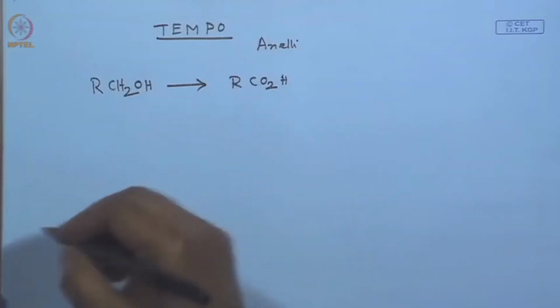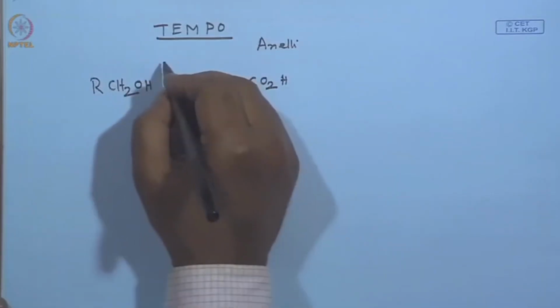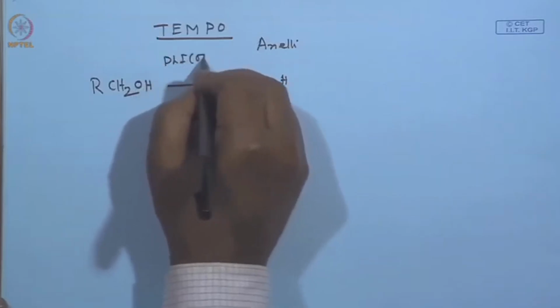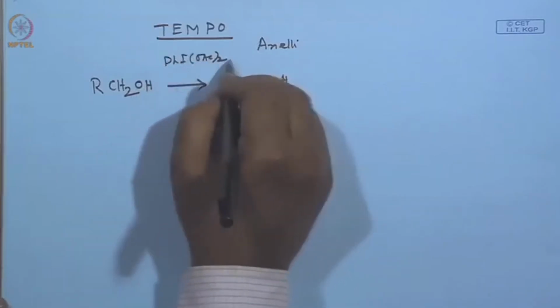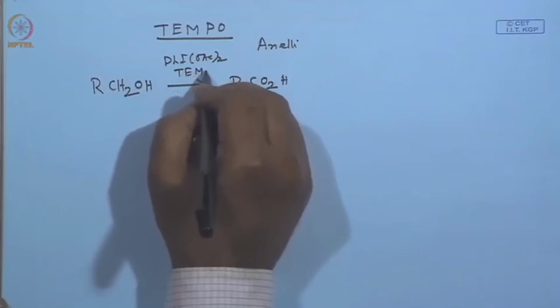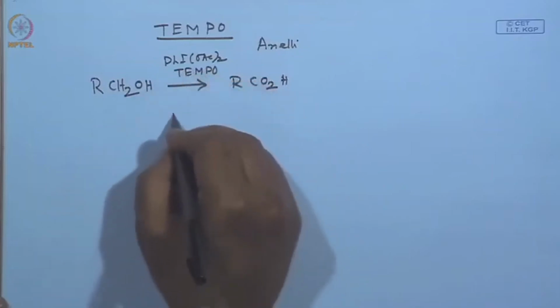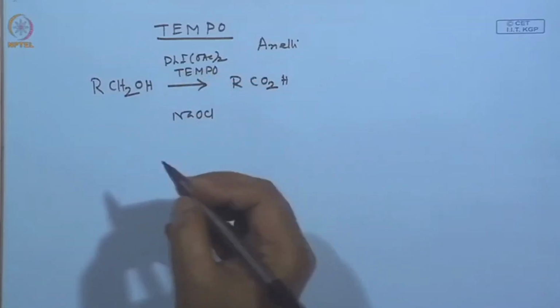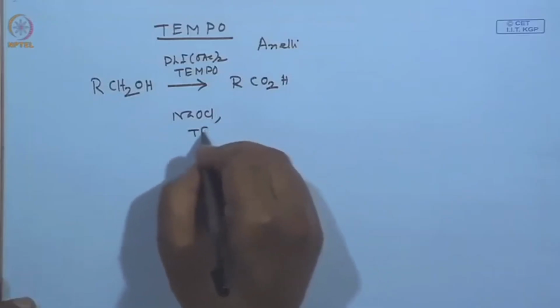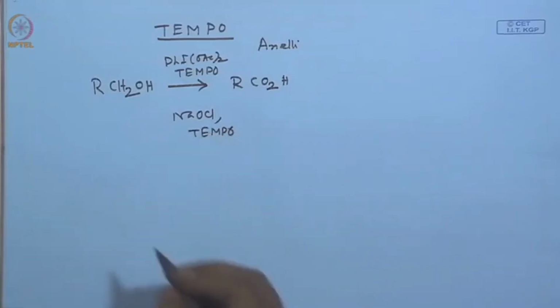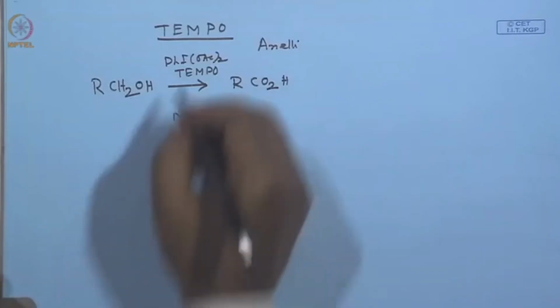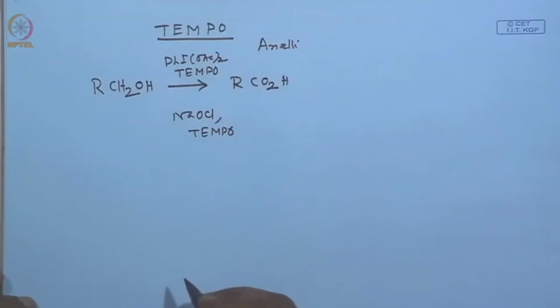There are different kinds of combinations. One can do phenyl iodine diacetate and TEMPO. This is one condition. The other could be sodium hypochlorite, that means bleaching powder, and TEMPO. The original one used bleaching powder; the recent version is phenyl iodine diacetate. Okay.